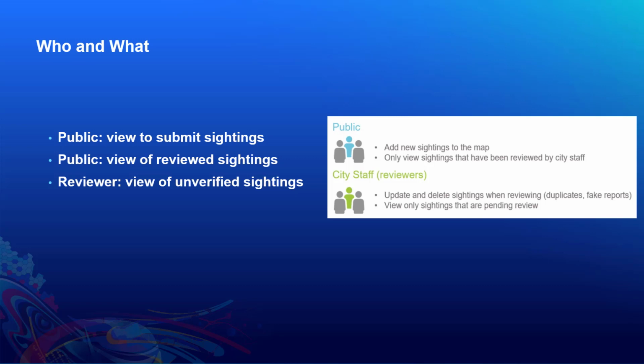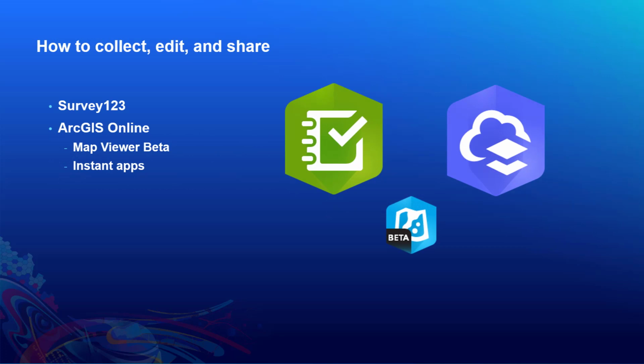Now let's move on to the how. I'm going to utilize Survey123 for data collection, ArcGIS Online for hosting the data, Mappier Beta for sighting validation and public data visualization, and finally an instant app for presenting the biodiversity hunt results to the public.